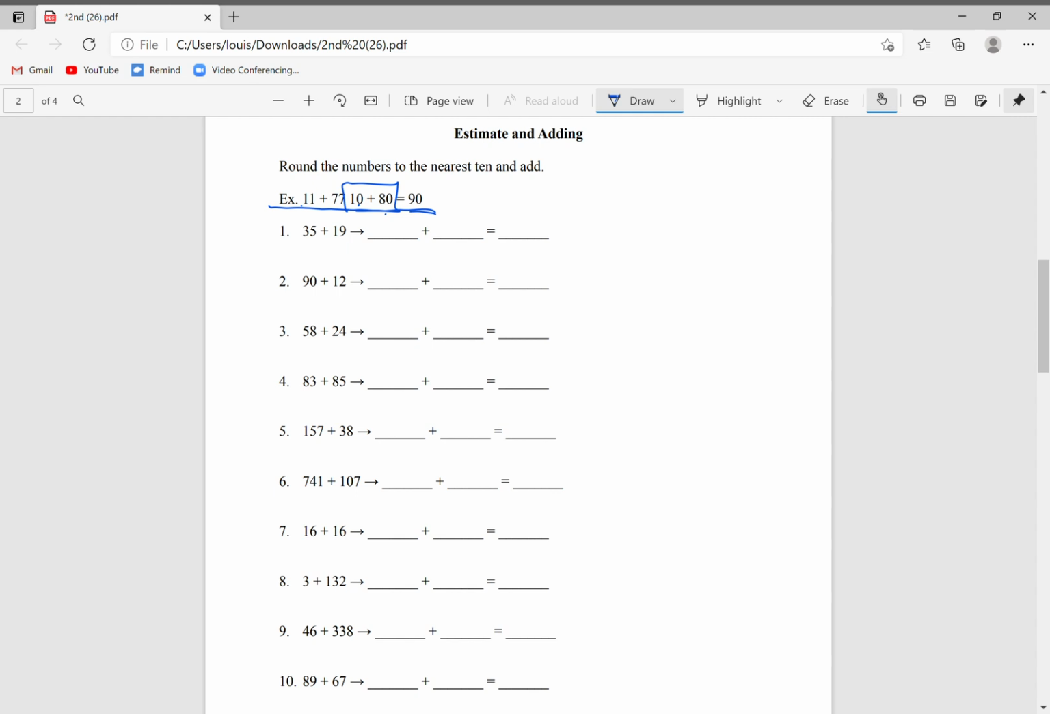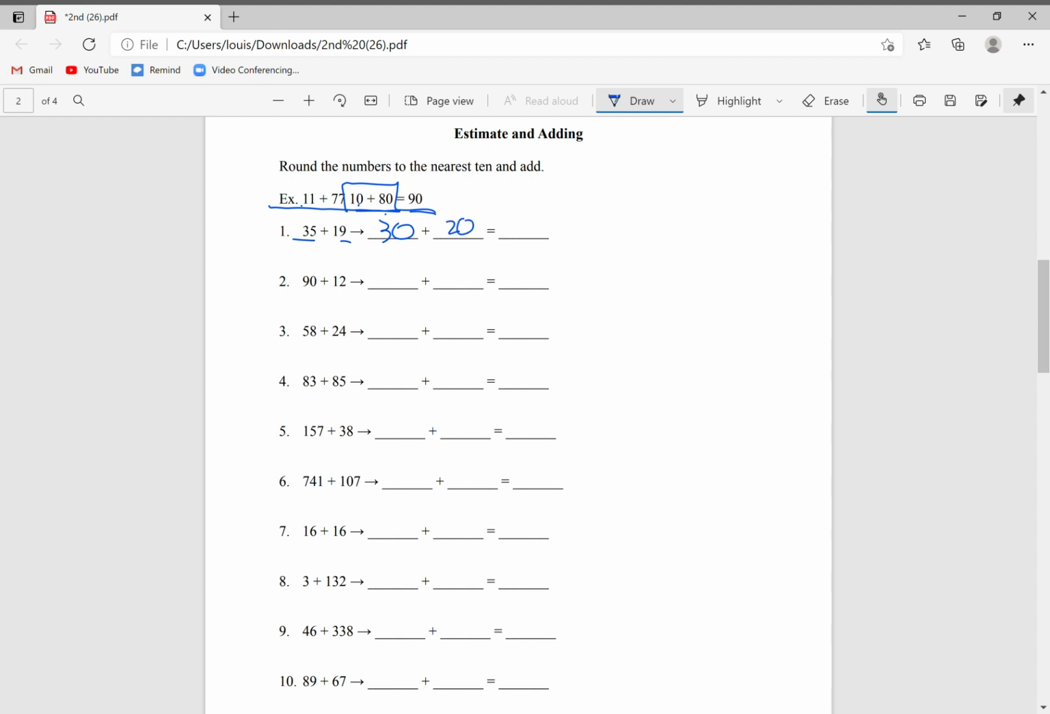So let's look at number 1. 35 and 19. Well, when we look at the ones place, we see that it's a 5. So 5 or less rounds down. So 35 would round to 30 because it's rounding down. Now, as for 19, the ones place is 9, and 6 or greater rounds up. So, the next number to 10 would be 20.